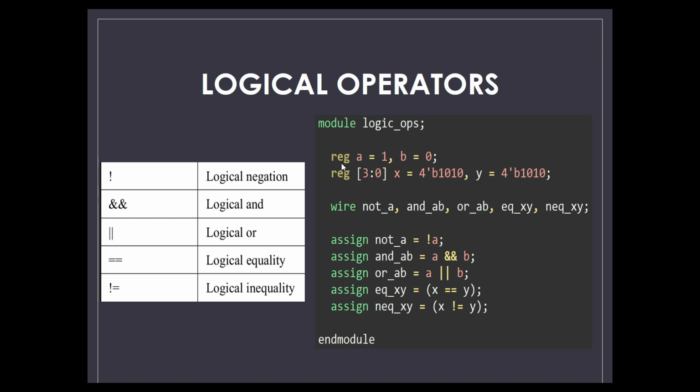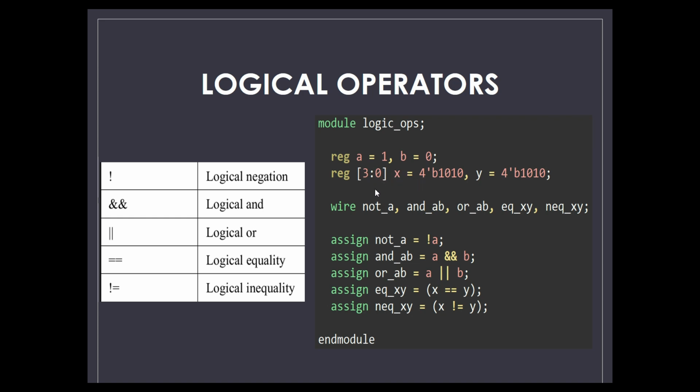Now, take a look at this module. I have registers A and B, and I have provided some values: register A is equal to 1, register B is equal to 0. Then I have register X. For now, ignore that 3 down to 0. It's just specifying the width of the register. By default, each and every data type in Verilog is a single bit. To use a multi-bit data type, we need to declare it like this, 3 down to 0. So it's a 4-bit data type.